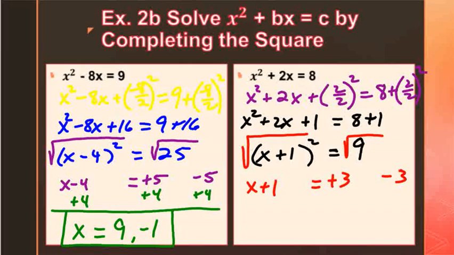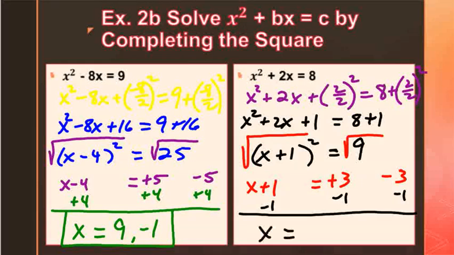Now to get x by itself, subtract 1 on all the sides. I get the answers of x equaling positive 2 and a negative 4. These would be my two answers.